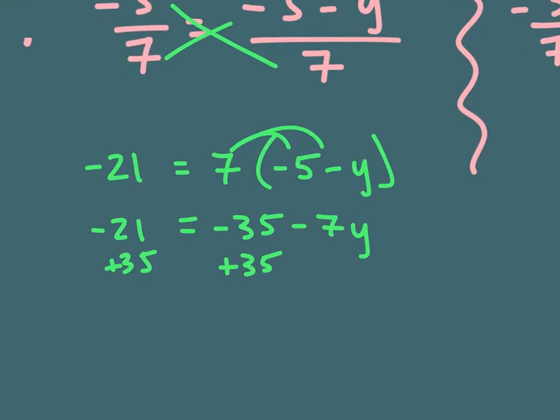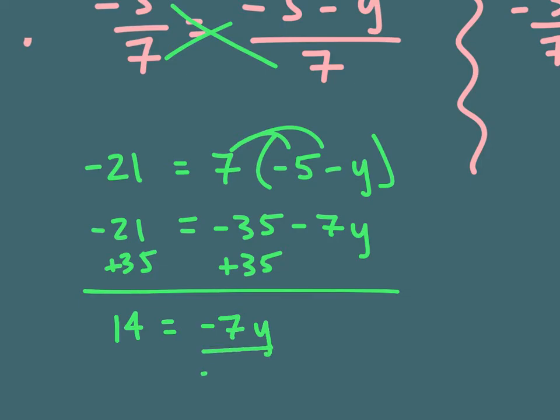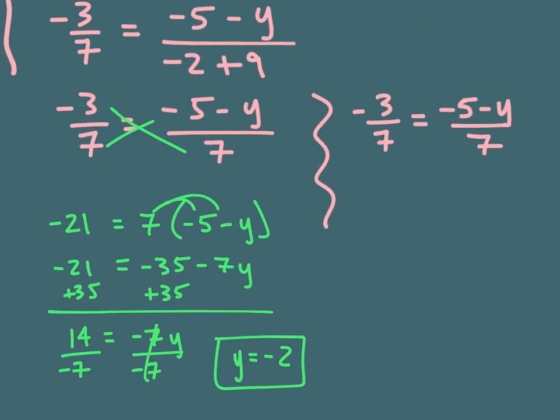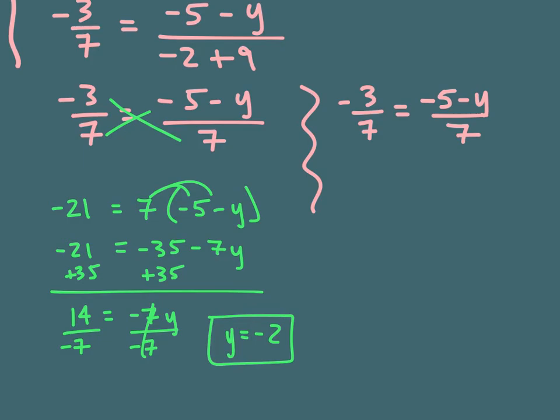All right, and that's going to end up giving me positive 14 is equal to negative 7y. Now I'm going to divide by negative 7, divide by negative 7, and I'm going to get that y is equal to negative 2. All right, and that's my answer. This is kind of like your fail-safe method. This is kind of the way you'd always want to do it.